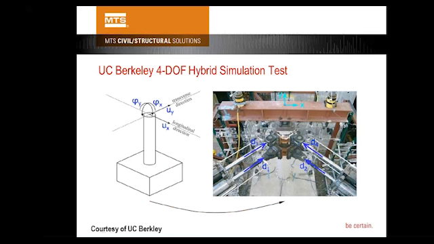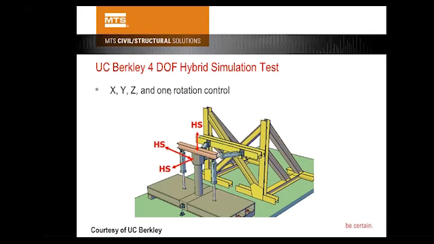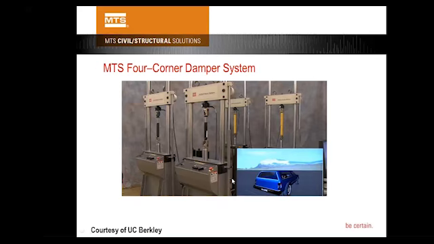There are other examples of multi-axis loading devices coupled with hybrid simulation. This is a Berkeley 6 DOF control system, and another is a 4 DOF control system at Berkeley.